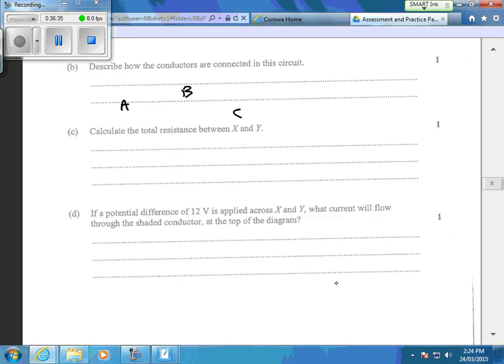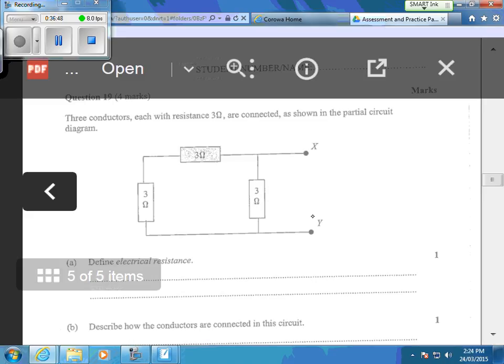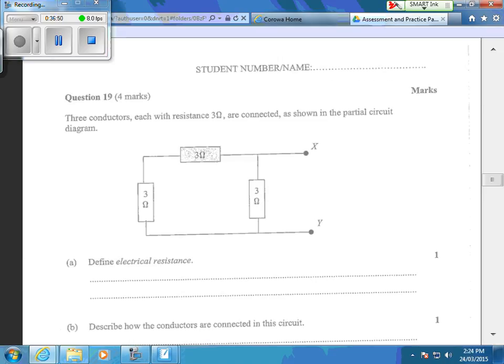The potential difference 12 volts is applied across X, Y. What current will flow through the shaded conductor? Well, you've got 12 volts there, right? Flowing through the whole thing. That's the total voltage. Where is it coming from? Is it positive X, Y? Well, they're imagining they've got something across there. They don't say if it's AC or not. Could be AC.